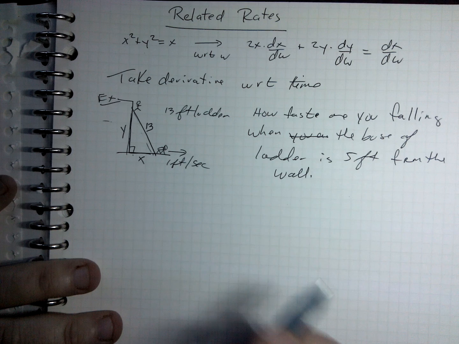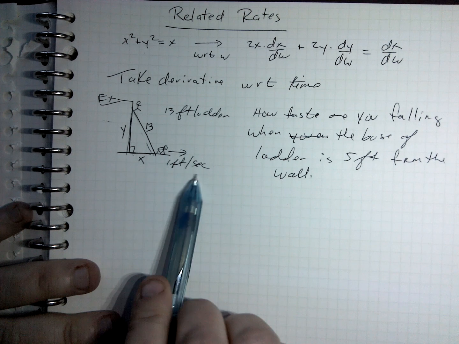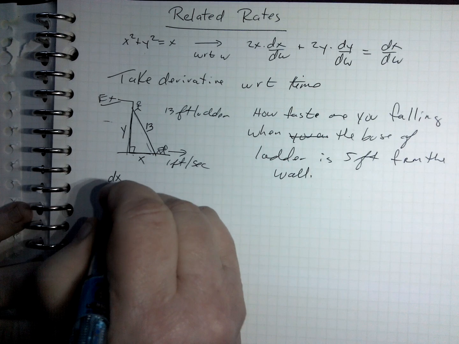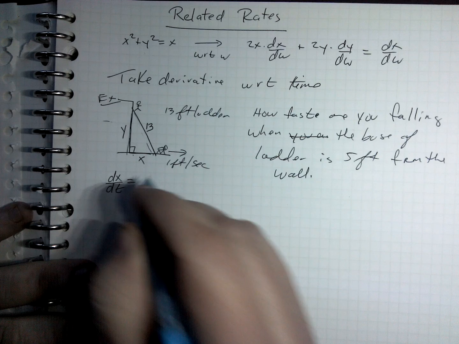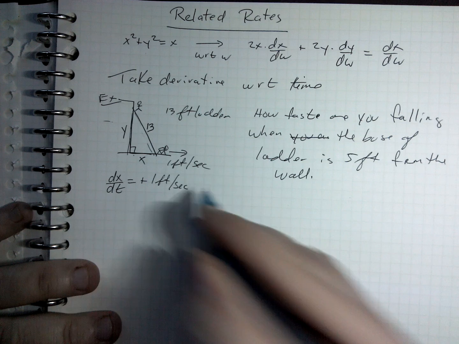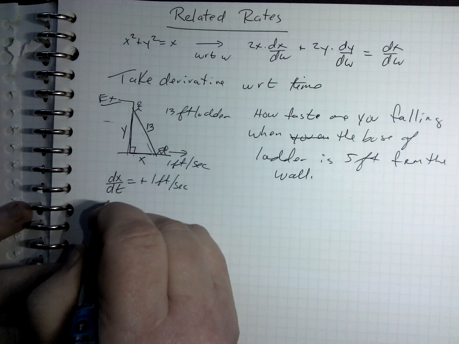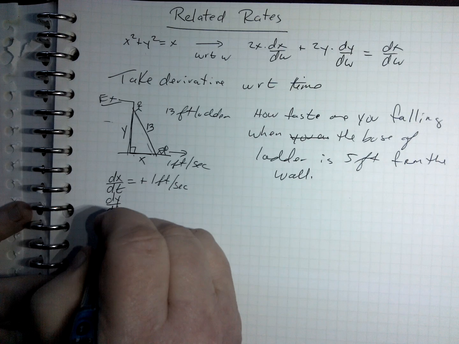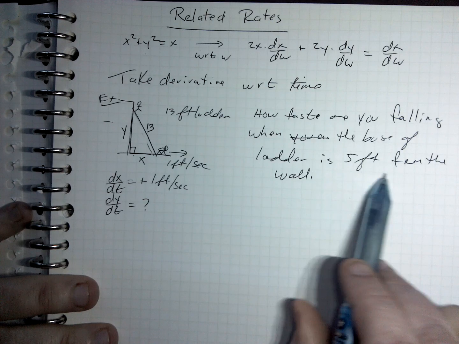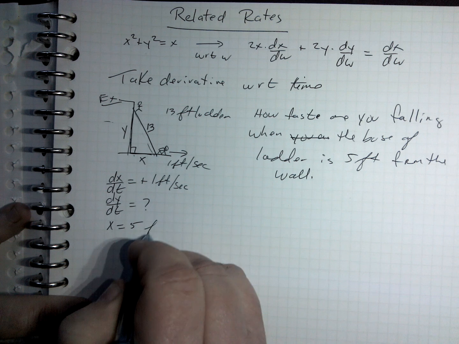Now, I am told that the dog is pulling the base of the ladder away at 1 foot per second. So x is getting bigger. dx/dt is, since it's getting bigger, a positive 1 foot per second. They want to know how fast you are falling, or I do. So I want to know what dy/dt is equal to when the base of the ladder is 5 feet from the wall. So that is when x is equal to 5 feet.